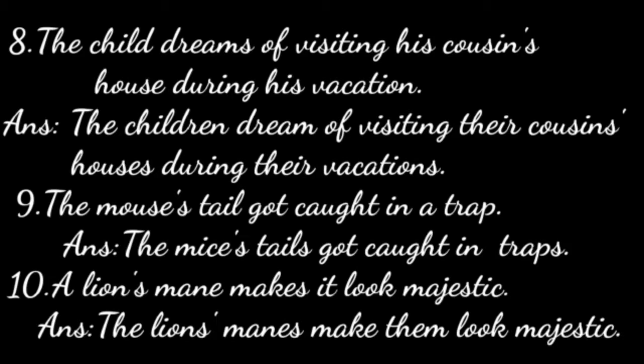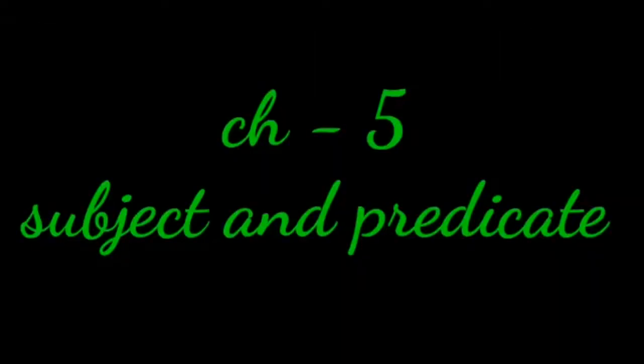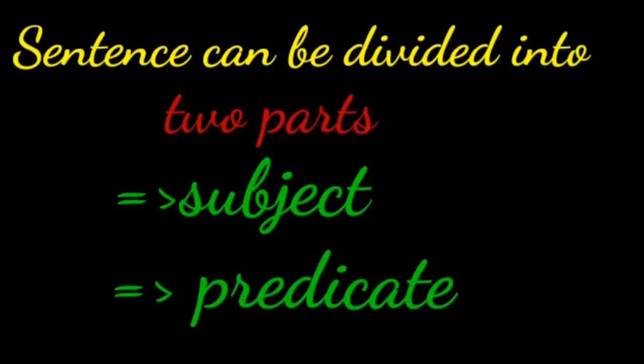Children, I hope you are all clear with this topic. Shall we move to the next topic? Yes. Now we are moving to chapter 5, subject and predicate. Children, we know every sentence can be divided into two parts. One is subject and another one is predicate. I repeat once again, a sentence can be divided into two parts. One is subject and another one is predicate.